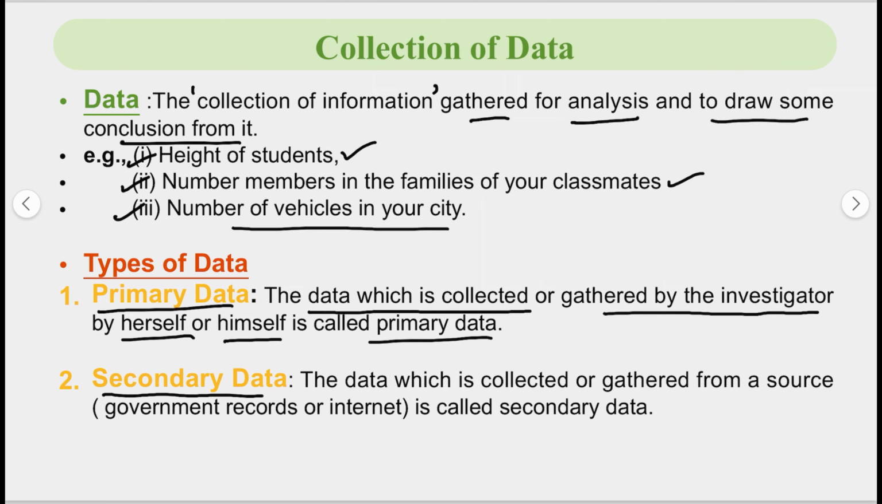Then we have secondary data, which is the data collected or gathered from a source. That source can be government records or the internet, and it is called secondary data. Let's look at some more examples. Suppose I ask you to find out the population of any city. Like, if I ask what is the population of Delhi.